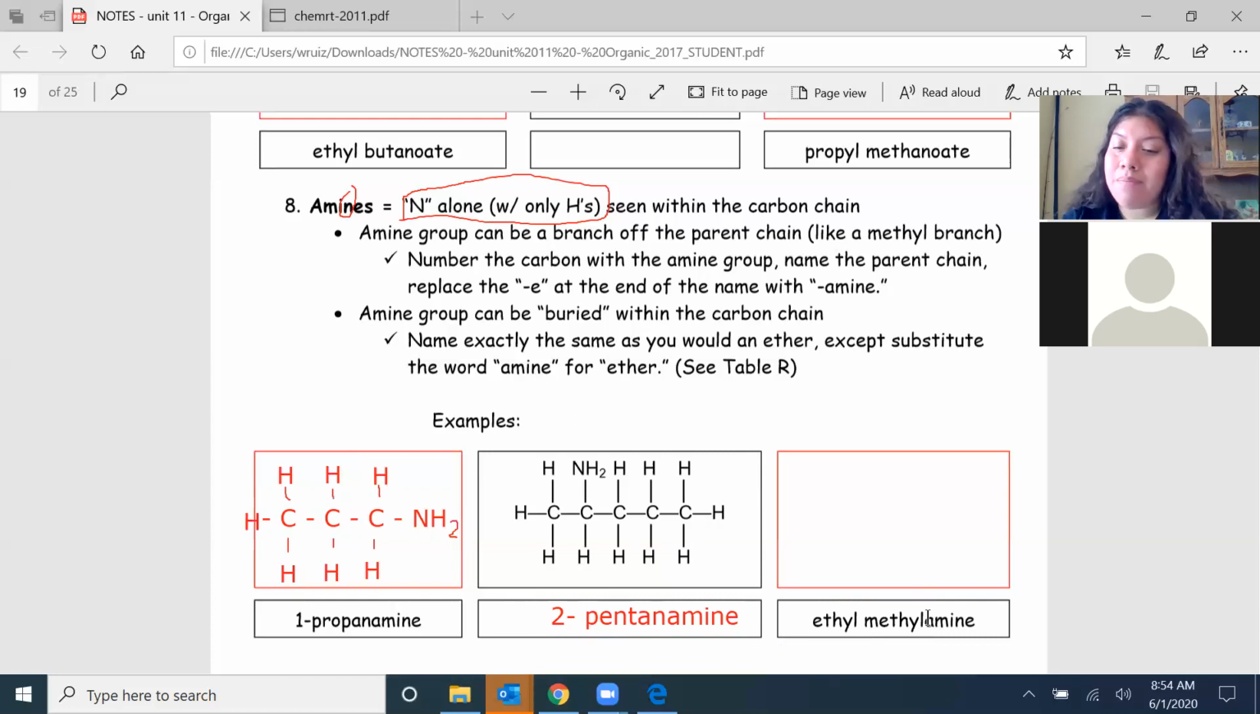Next one, ethyl methylamine. So it's a two-part name again. Let's look at the ethyl part first. Ethyl means two. It's a prefix for two. So C, then you're going to have your N, and then off of the N, you have one carbon. So ethyl, two, there's two carbons, then there's the N, which connects it, and meth means one, so there's one.